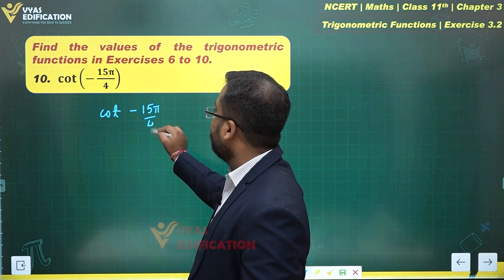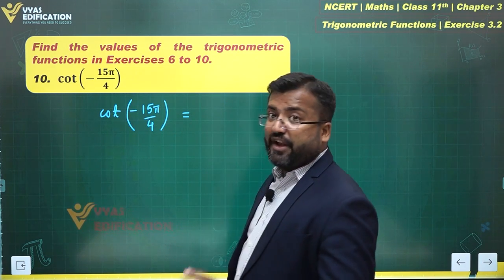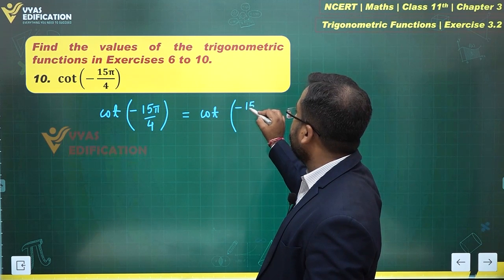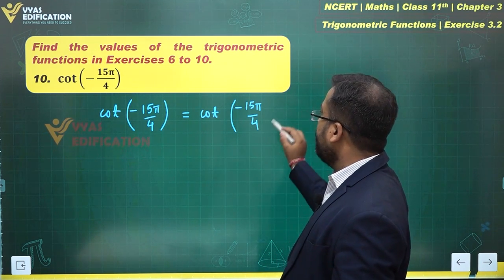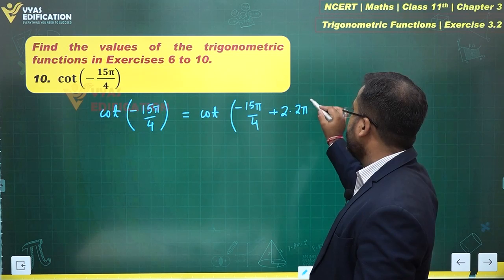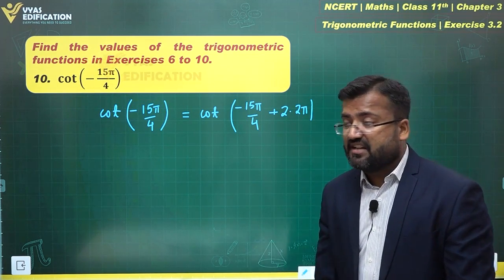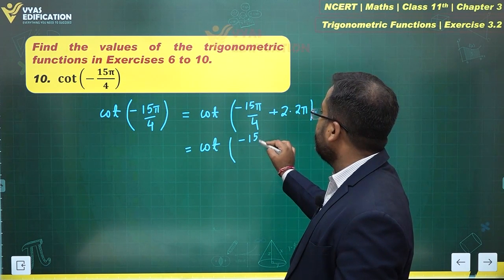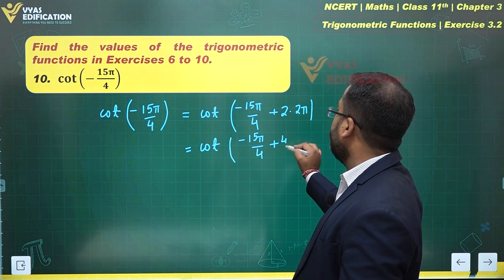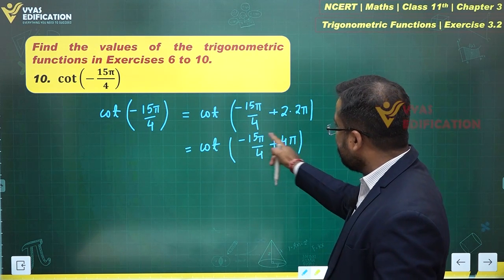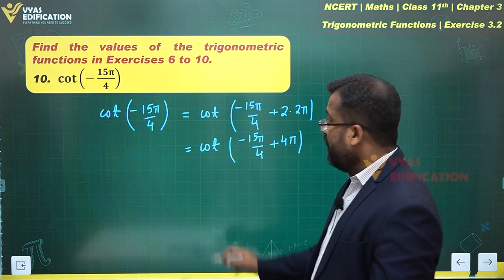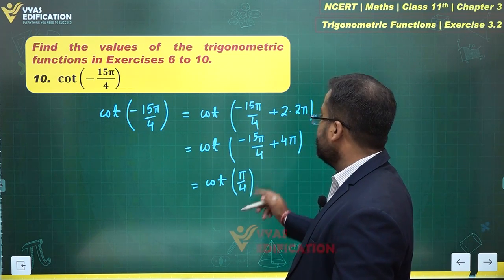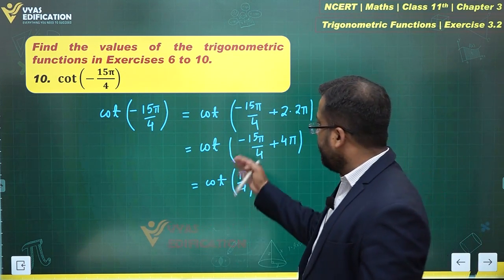How do we do that? Within the angles, the value of the trigonometric ratio will not change. This is cot of minus 15 pi by 4, and we can add 4 pi, which is actually 2 times 2 pi, right? Multiples of 2 pi can be added very easily. So this becomes cot of minus 15 pi by 4 plus 4 pi. Can you observe? We can simplify this as 16 pi minus 15 pi, the numerator, on taking the LCM. This becomes cot of pi by 4, 16 pi minus 15 pi, which is pi divided by 4.